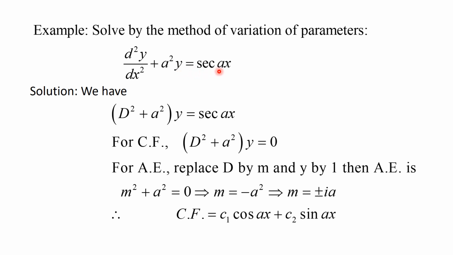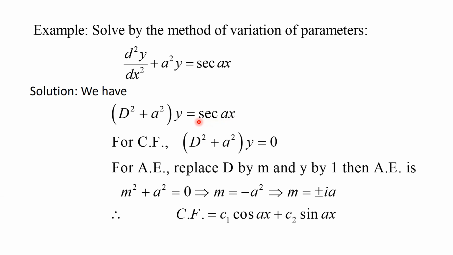For example, we have to find the solution of differential equation d2y upon dx square plus a square y is equals to sec ax by using method of variation of parameters. So convert this equation in form of capital D. So let us assume d by dx is equivalent to capital D. So equation will be d square plus a square into y is equals to sec ax.